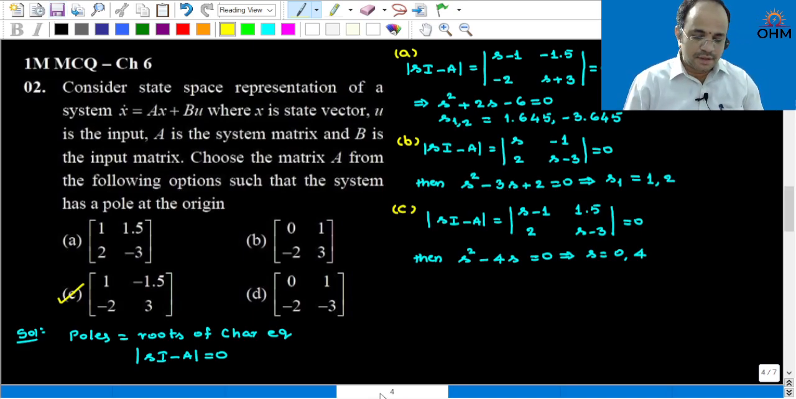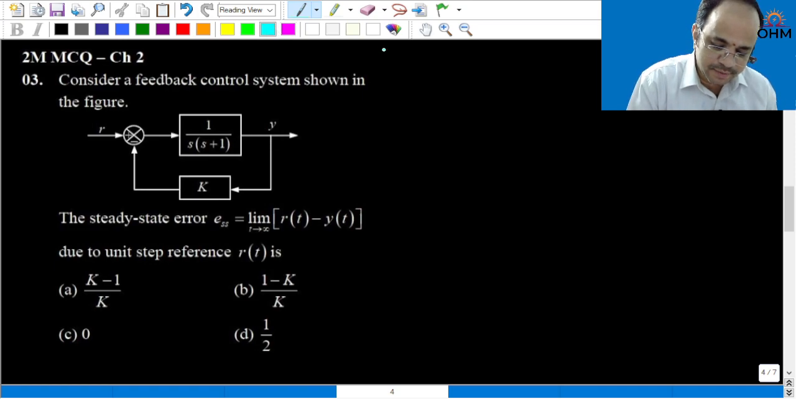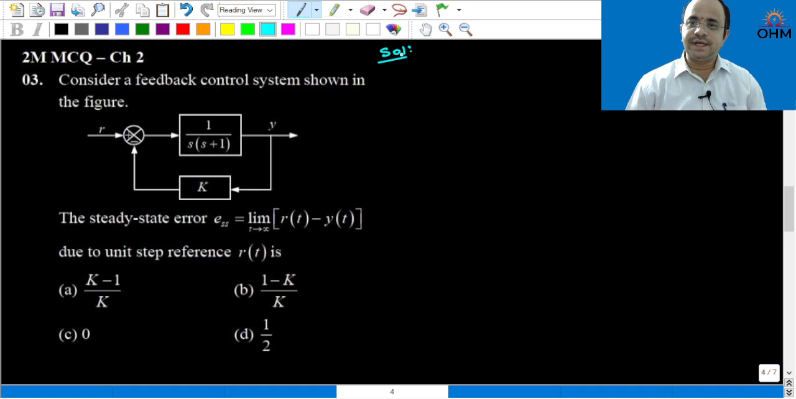Next, let us move to the next question. This question is from the time response analysis chapter. Consider a feedback control system shown in the figure. The steady state error is defined as ess is equal to limit t tends to infinity r of t minus y of t, due to unit step reference r of t. So, what is the question here? You should find out the steady state error for unit step input.